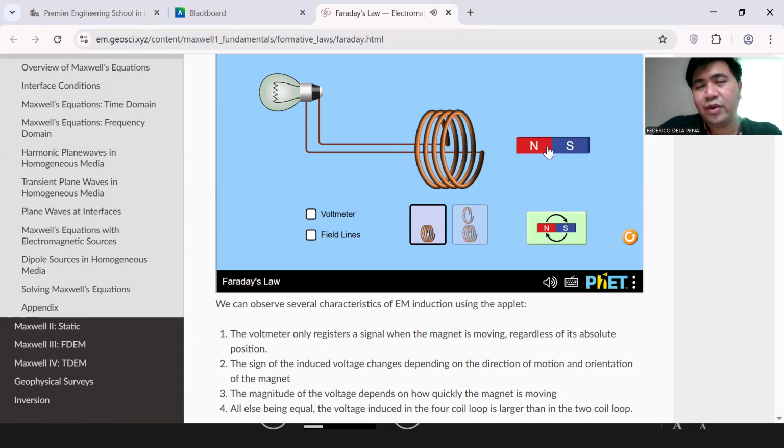And whenever the magnetic field is moving or is not constant, okay?